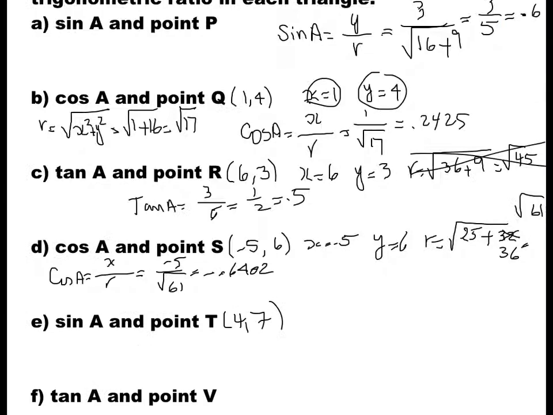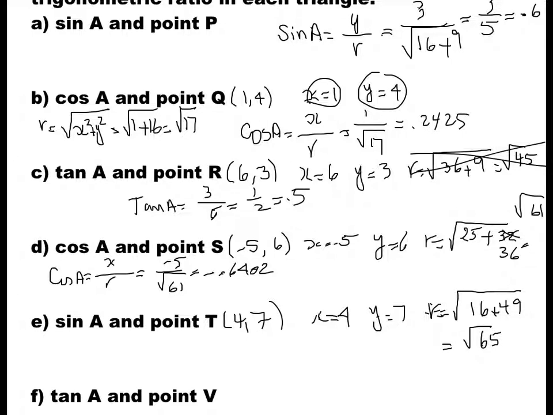Okay, for point T, we know that x is equal to 4, and y is equal to 7, and r is equal to the square root of 4 squared plus 7 squared, which is 16 plus 49, which is going to give you the square root of 65.